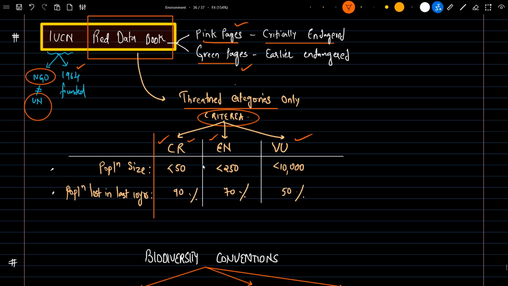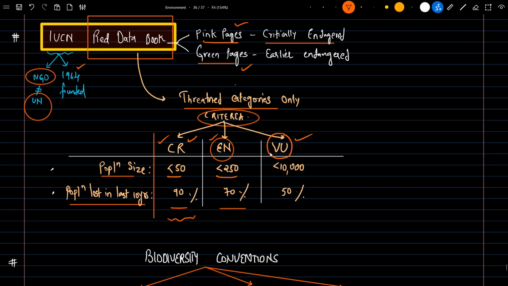To be declared as critically endangered, the population size should be less than 50 and the population lost in the last 10 years is 90 percent. If these two conditions are satisfied, then it can be declared as a critically endangered species. Next is endangered species. If the population size is less than 250 and the population lost in the last 10 years is more than 70 percent, then it can be categorized as endangered.